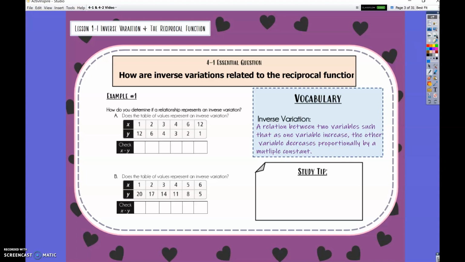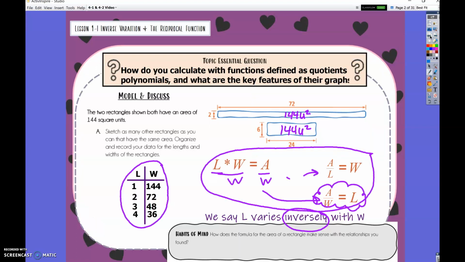So kind of big words here, but let's just look at this example 1. For inverse variation, we're talking about a relation between two variables, such as where one variable increases, the other one decreases, and they need to decrease proportionally. Let's go back to this table. You can see that as our length is going up, as we're getting longer and longer lengths, our width is going down. We're losing the W value, which makes sense because in order to keep the area constant, when one value goes up, the other one must go down and compensate for it.